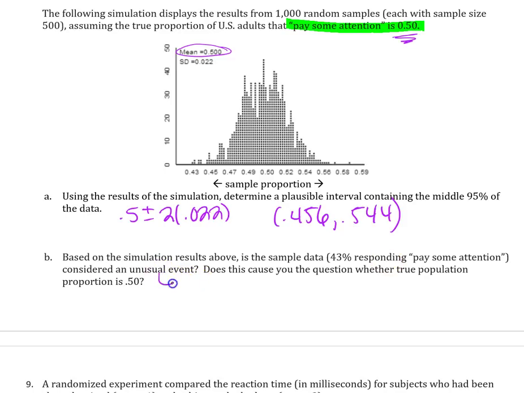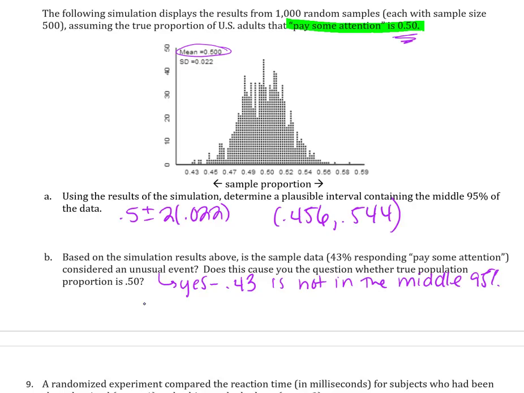So is this considered unusual? Yes. That's because 0.43 is not in the middle 95%. So does this cause you to question the true population proportion is 0.5? Yeah, it causes me to doubt it.